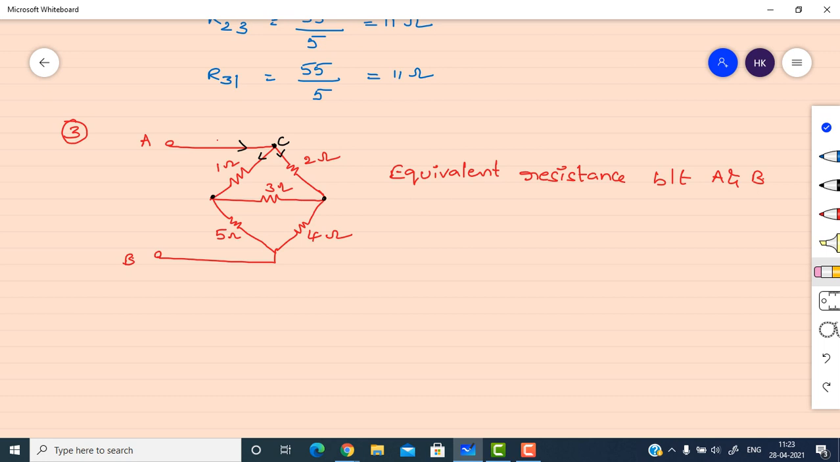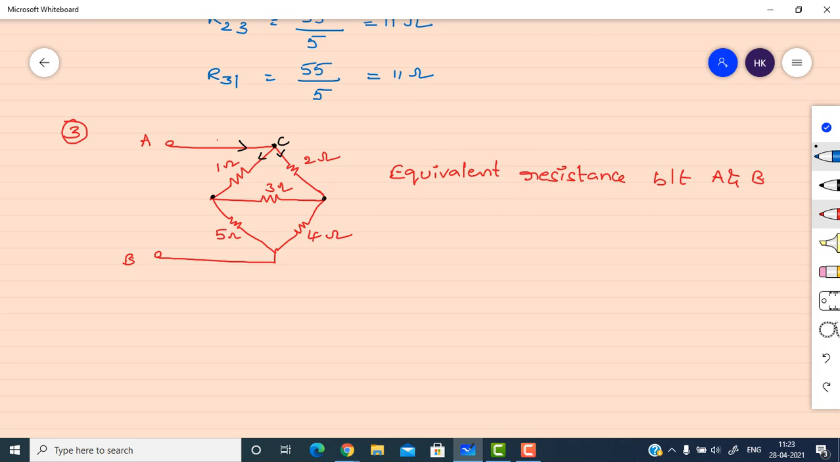So what is this connection now? It is not in series, not in parallel. Then what is this connection? Look at this, how it looks. Don't go with the Wheatstone bridge. Now how does it look? These three resistors, 1 ohm, 2 ohm and 3 ohm, form a delta. So that is a delta connection.